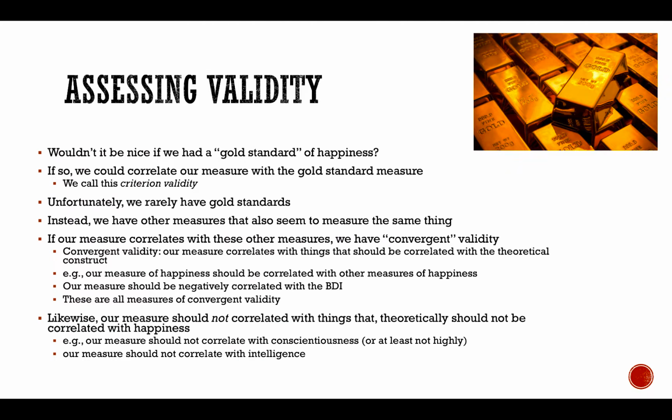Wouldn't it be nice if there was a gold standard of happiness? If so, we could correlate our measure with the gold standard of happiness. In situations like that, we call that criterion validity. Criterion validity means we have a gold standard, and we measure our people with our measure and see how well it correlates with the gold standard.